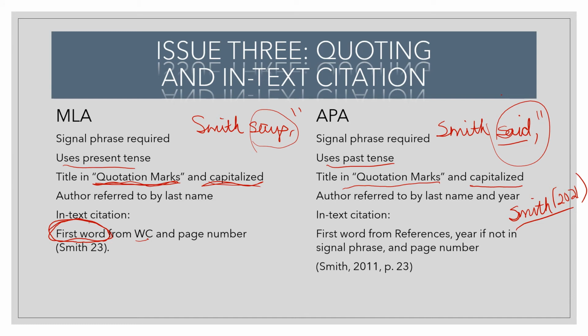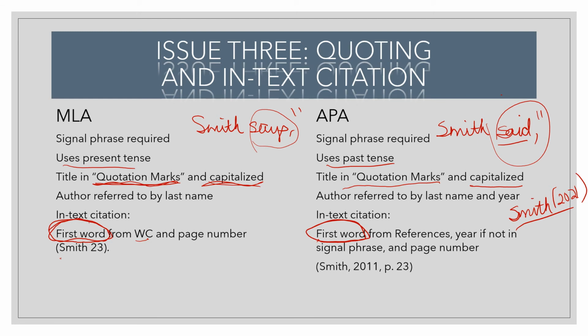If there's no page number, then you just put the first word from the works cited page. So in this case, our article would be by Smith, and it's on page 23. That same source in APA is the same because you have the first word from your references page. It's always that first word. And the year, if it's not in the signal phrase: Smith 2011, and the page number.